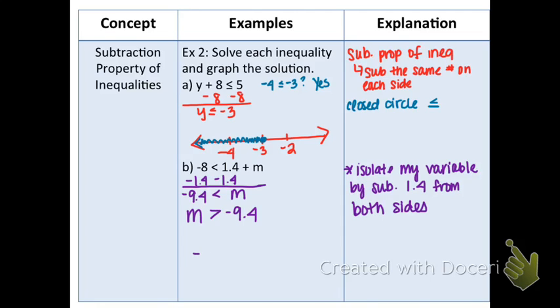M is greater than negative 9.4. So this is negative 9.4. I'll go ahead and graph negative 8. This could be negative 11. Doesn't have to necessarily be 1 point away. So I'm looking for values that are greater than negative 9.4. So let's test my points again.